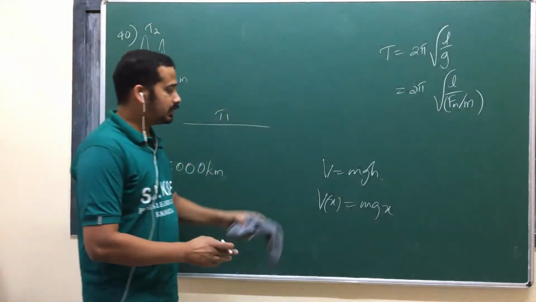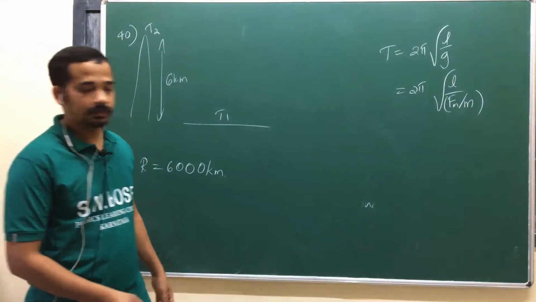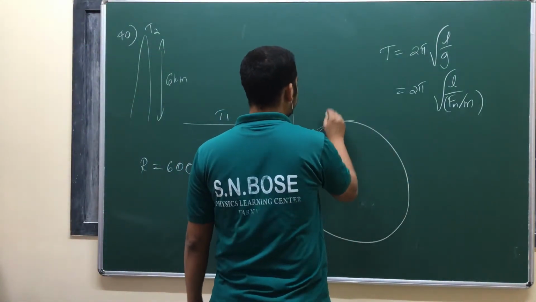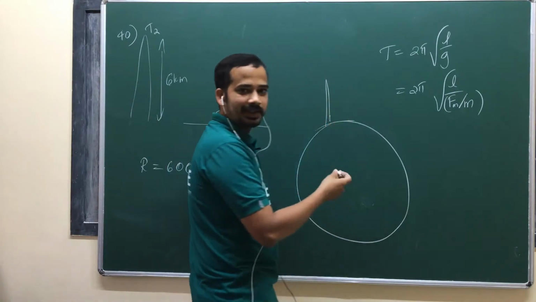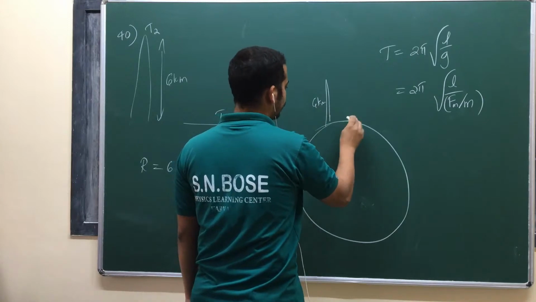Now, in this case, since he has given the radius of the Earth and all, you take Newton's law of gravitation. You have the Earth here. So this is sea level. This is a mountain, just imagine. This is a 6 kilometer mountain.